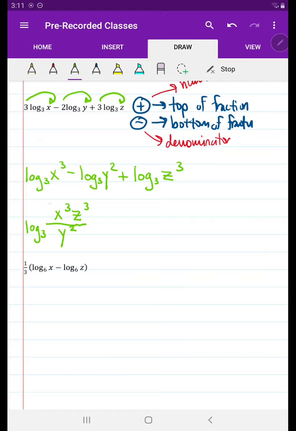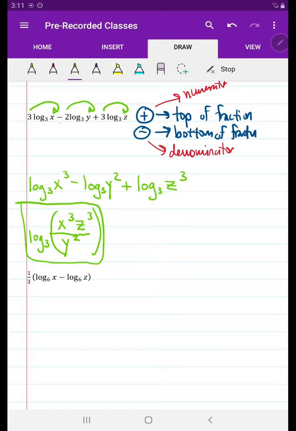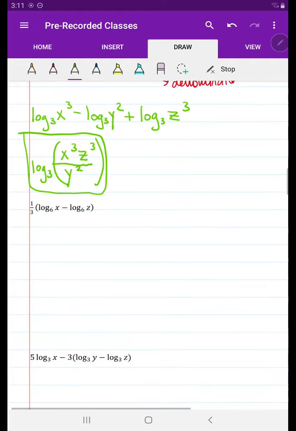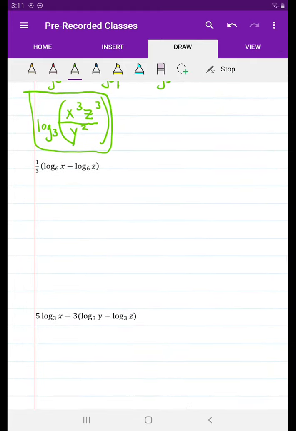So we'll put that up top. That's our answer. And we're all done, right? So the key there is knowing that any of the logarithms that are positive, their argument goes in the numerator, and any of the logarithms that are negative, their argument goes in the denominator, and you can combine everything in one step.